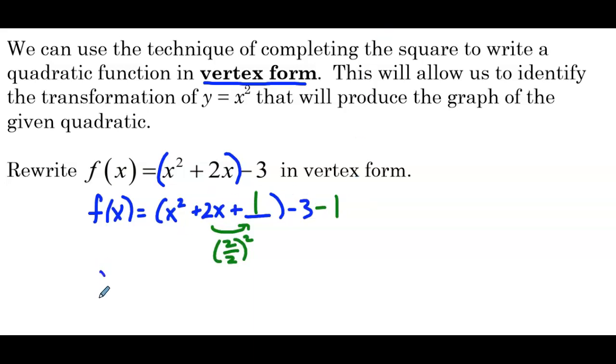But what we've done is allowed ourselves to create a perfect square trinomial that can be factored. So x squared plus 2x plus 1 can be written as (x plus 1) quantity squared, minus 3 minus 1, which is minus 4. So we have f of x equals (x plus 1) quantity squared minus 4. So this is vertex form. Notice we're able to rewrite this so we can identify the translation. And then to find the vertex, just apply that translation to the vertex of y equals x squared, which is (0, 0).